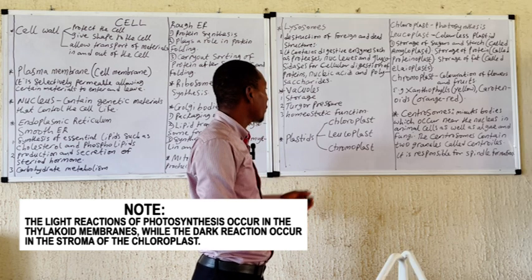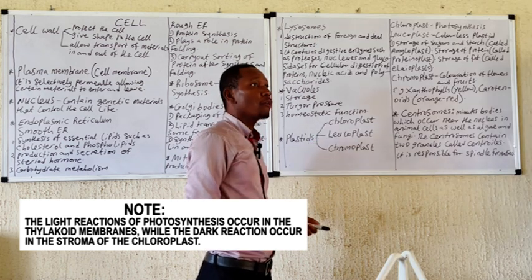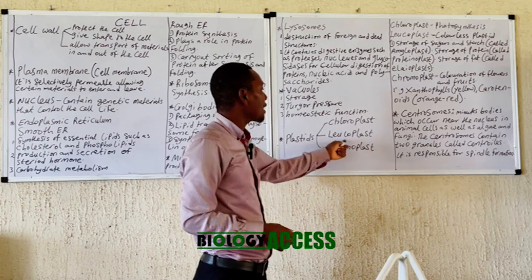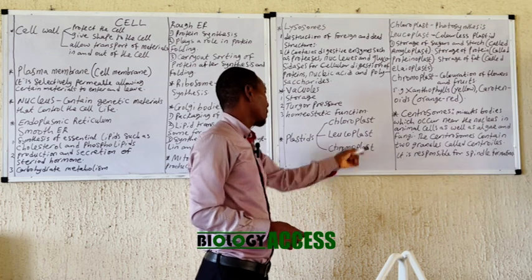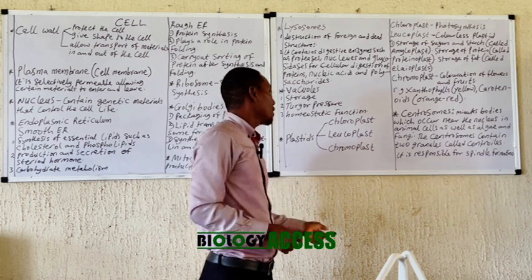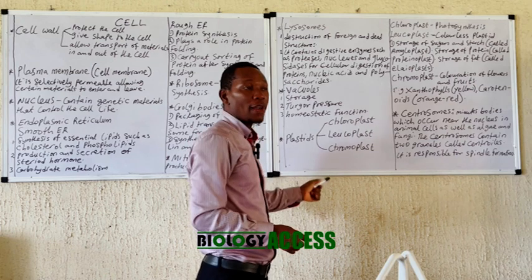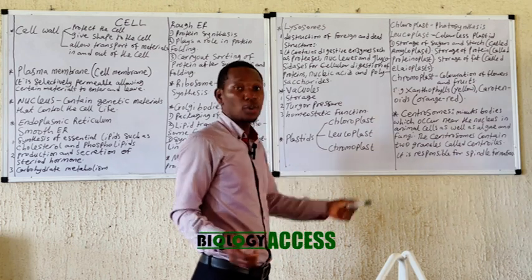What is the function of the chloroplast? It's actually responsible for photosynthesis. The leucoplast, as we know, is a colorless plastid, while the chromoplast is actually responsible for the colors that you see in flowers as well as in certain fruits.